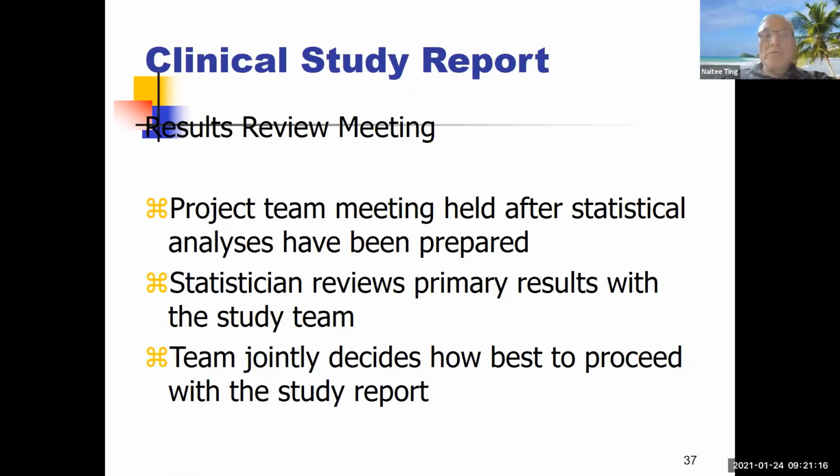There's always a results review meeting. This happens after I have my statistical analysis. In other words, the data is telling me some story, so when I walk into this results review meeting, I already know the story. In that meeting, we discuss the way I see the data, and of course the team reflects their way of seeing it. Then how do we tell the story? How do we have an integrated way of understanding it? Then we write the report, and the report has to reflect the story. So the project team meeting is held after the statistical analysis has been prepared, and the statistician reviews primary results with the study team. They jointly decide how to proceed.